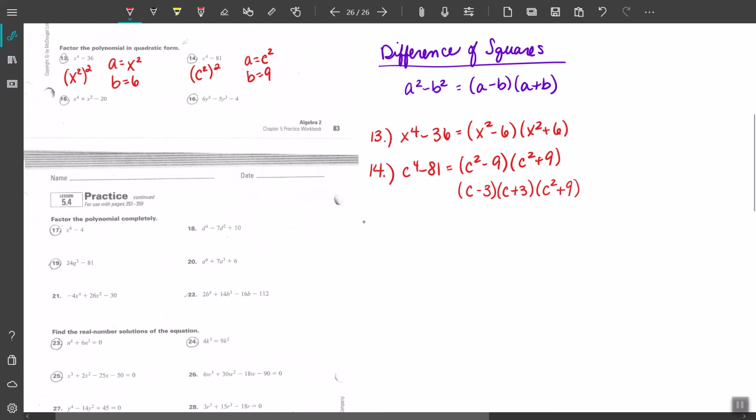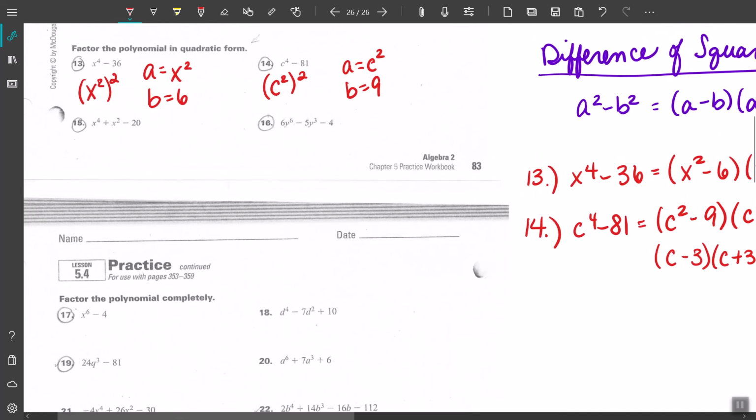All right, now on number 15, this one right here, we have an a value of 1, and we have negative 20 here as our constant. And we've got 3 terms, so we have a trinomial. We're going to factor this the same way we do when we actually have just a quadratic. Remember, this isn't technically a quadratic because it is x to the fourth, but we can write it in terms of quadratic form. So this is how we do this.